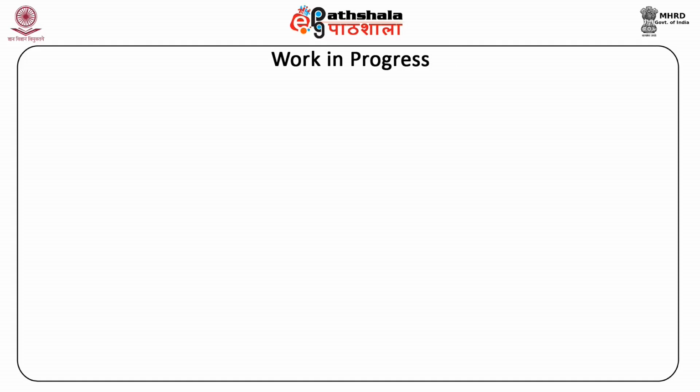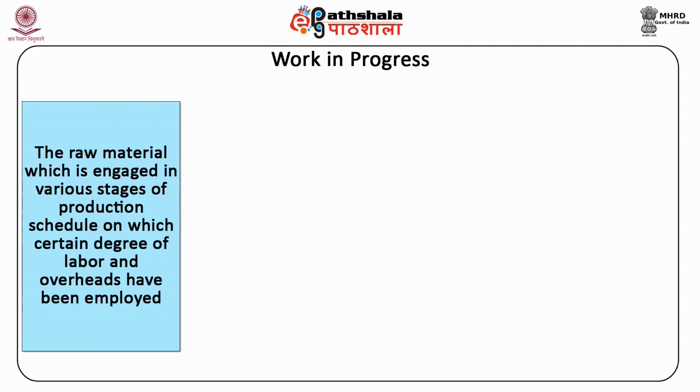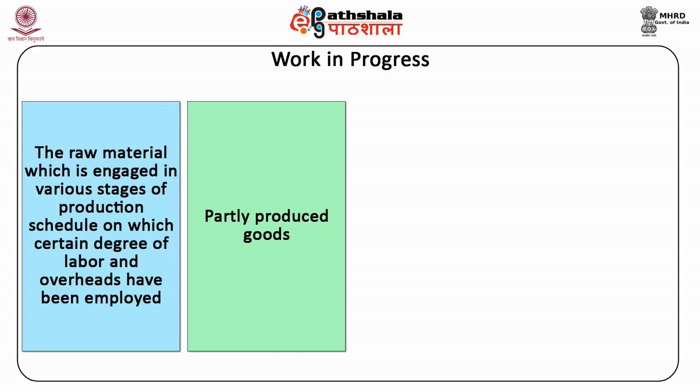Work in progress. The raw material which is engaged in various stages of production schedule on which certain degree of labor and overheads have been employed is known as work in progress inventories. The degree of completion may vary for various units. Some units might have been just introduced in the production process, while others may be near completion. It refers to partly produced goods.